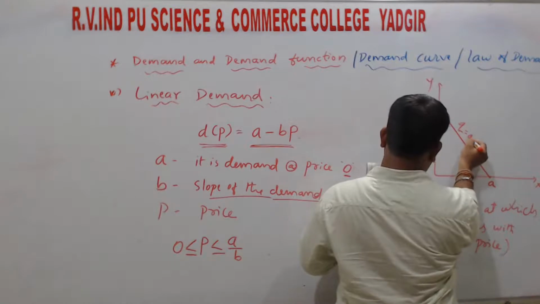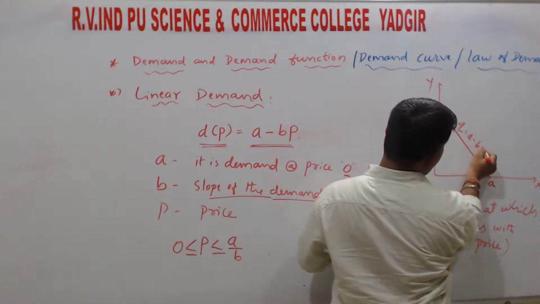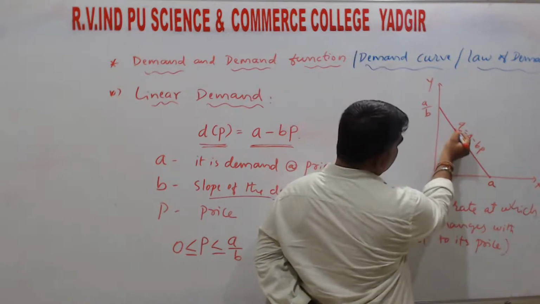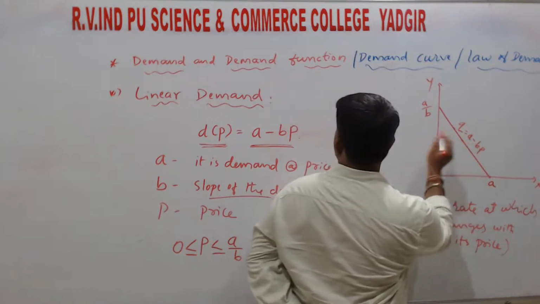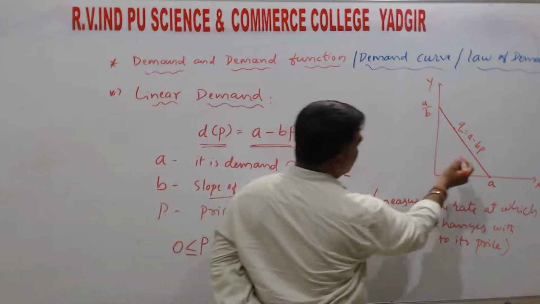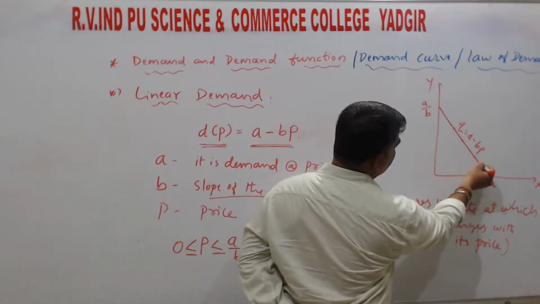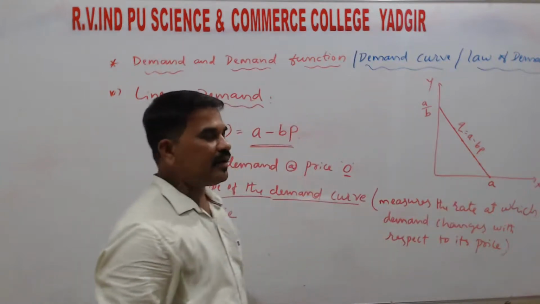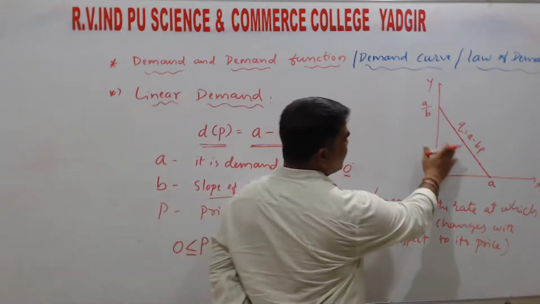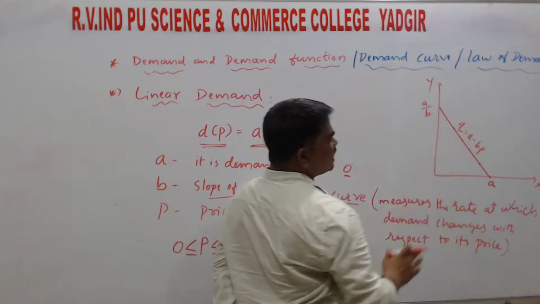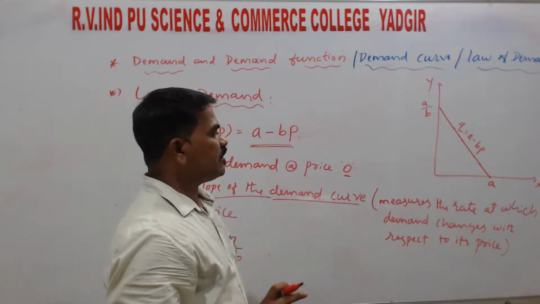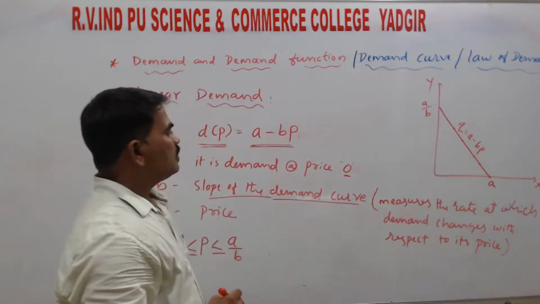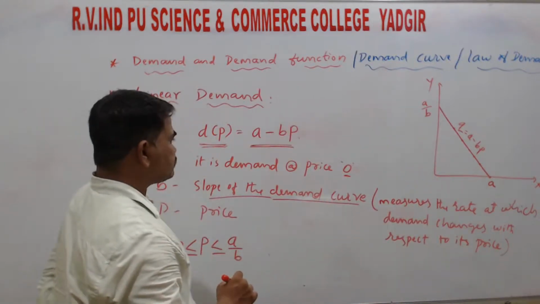The demand is equal to A minus B times P. This is the demand curve, and at any point, what does this linear demand say? At any point, we can find out the demand for that particular product on this linear demand curve, with the help of this equation. Now, how? I'll take an example here.